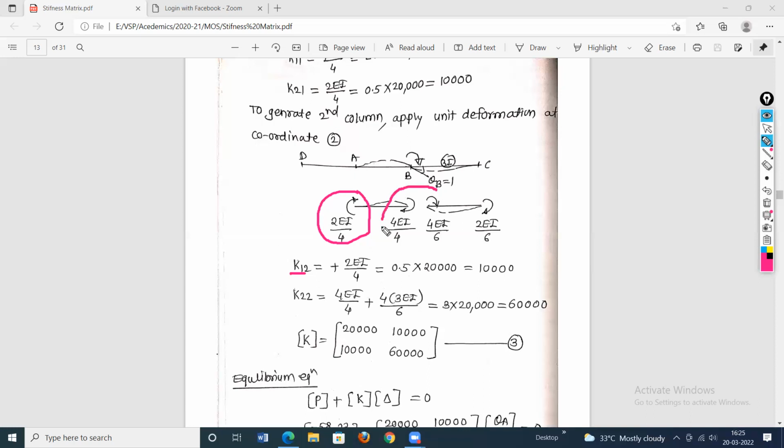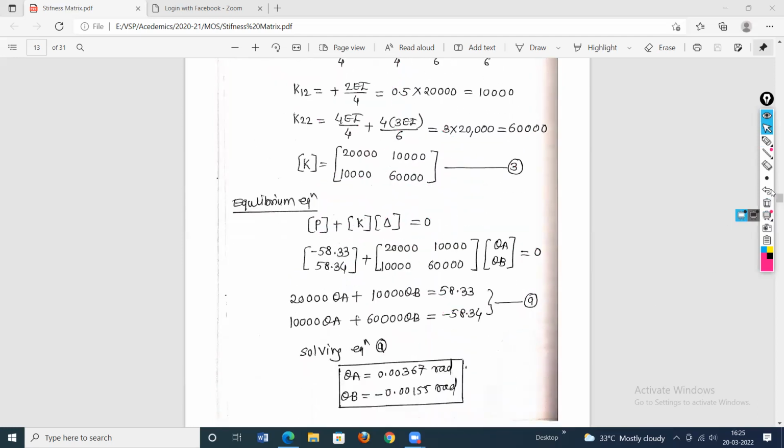Then K22. Okay, so this is coordinate 2. Here both moments produced are clockwise, and therefore both elements will be positive. So this is 4EI by 4 for the first element, and this is for the second element, for which the EI value is 3EI. Then substitute EI equal to 20,000. So the answer of this is coming as 60,000. This is the second column of the stiffness matrix, and call this equation number 3.